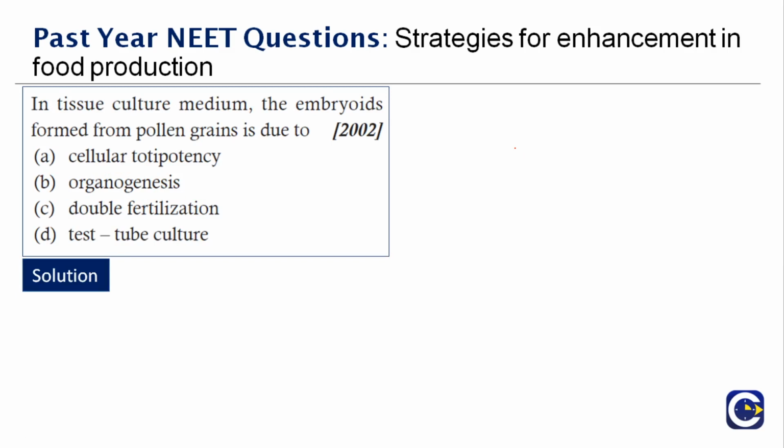Again, it's an easy question for you. Clearly read the question. In tissue culture medium, the embryos formed from the pollen grains is due to dash. What do you think will be the answer here? It is because of the cellular totipotency.